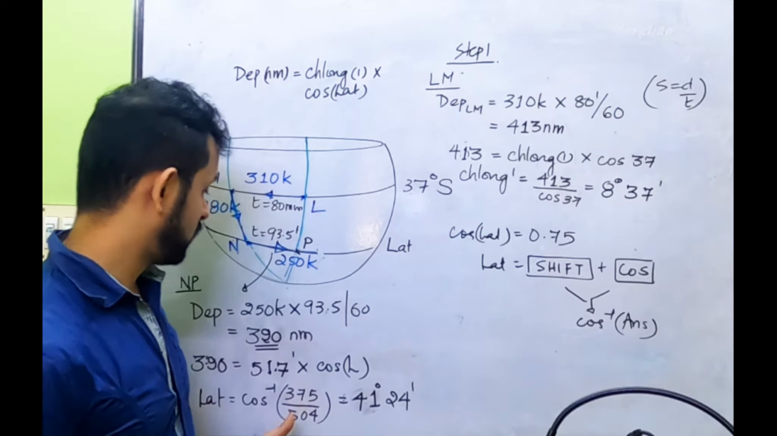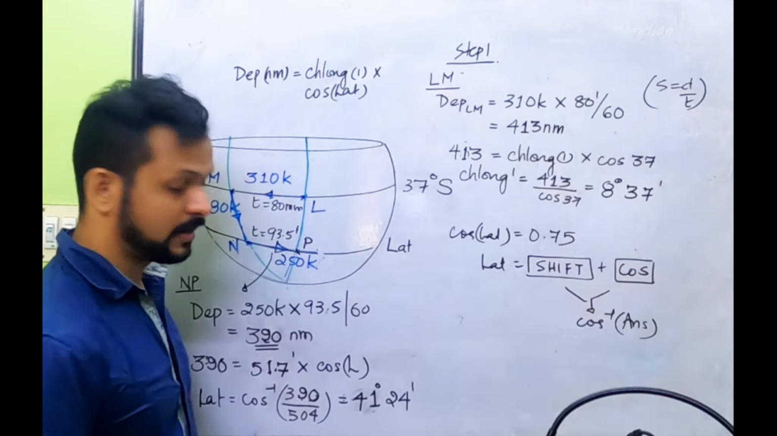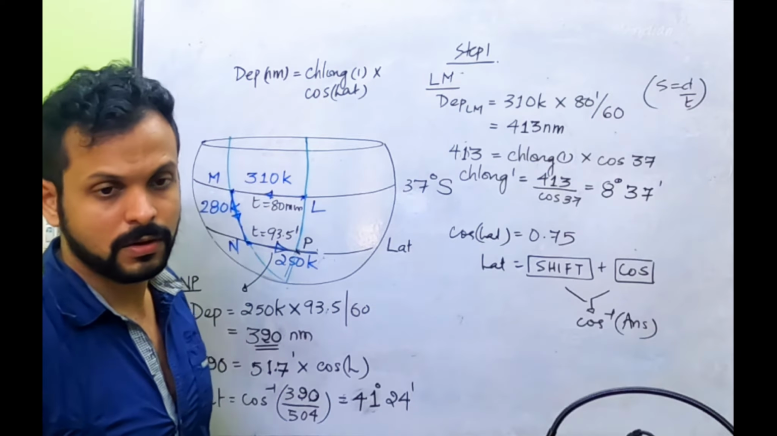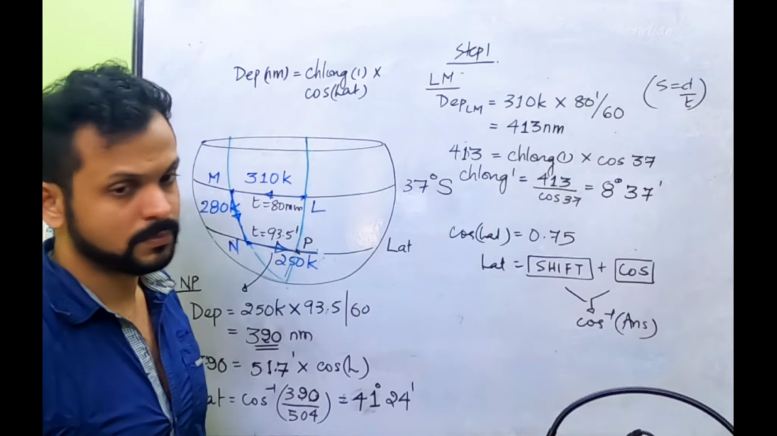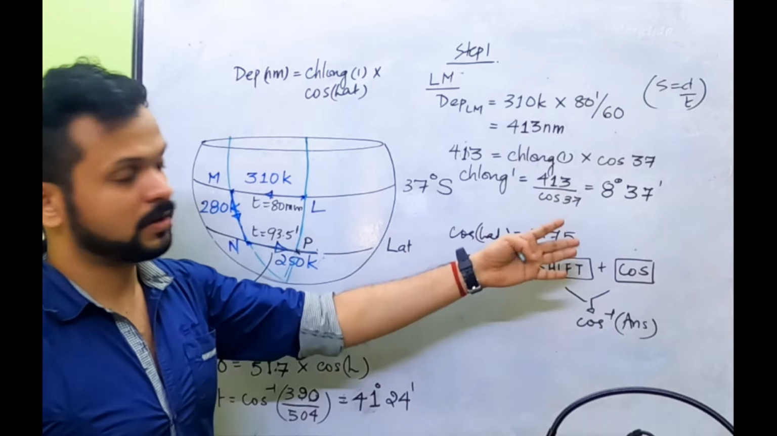375. Not 375, sorry, my bad. 390. 390 divided by 504. How much is it? 0.75435. So don't make it 0.75.